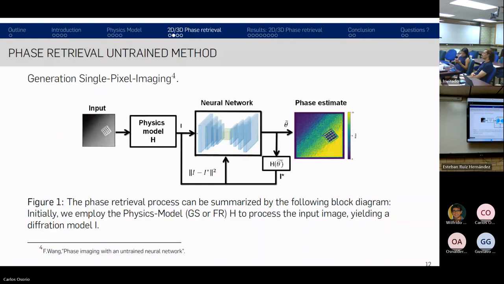Okay, in phase retrieval, the task is the phase retrieval process. I will introduce the training process. The process begins with the application of a Fourier-based forward model, based on the Hebert-Saxon or Fourier method, to evaluate the input and derive the intensity distribution in the image plane. The differential model serves as the input to the untrained neural network, to estimate the phase information and examine the performance of the neural network.